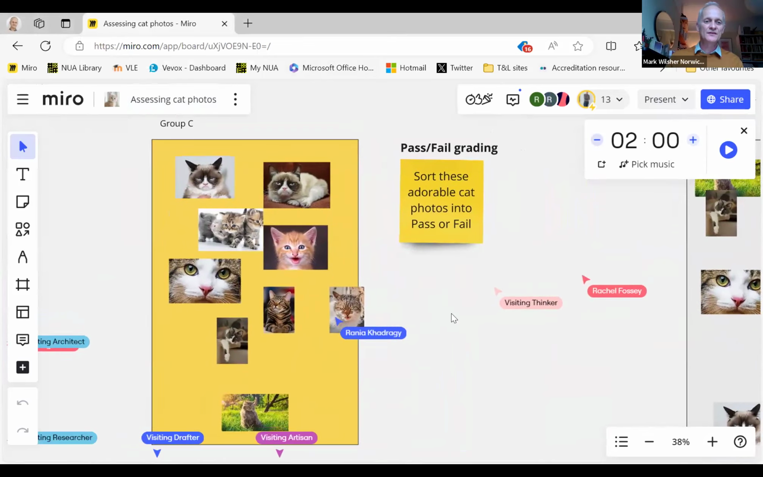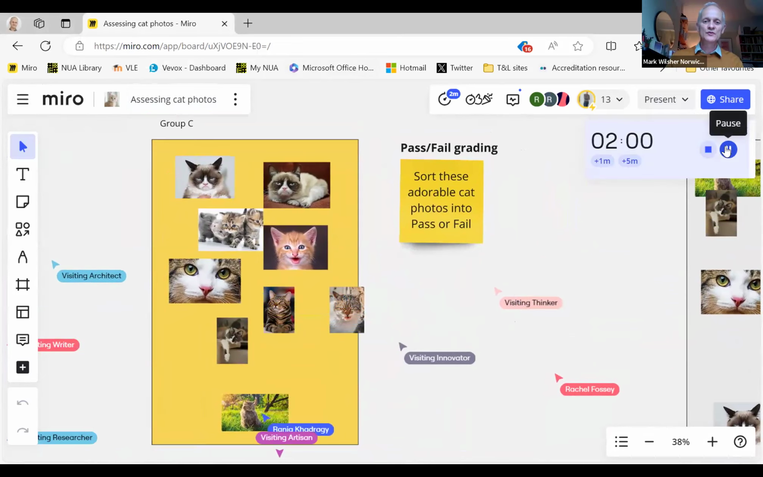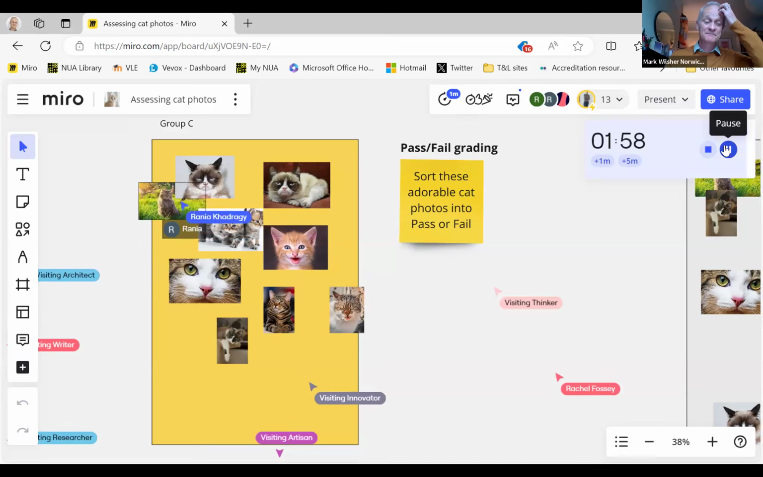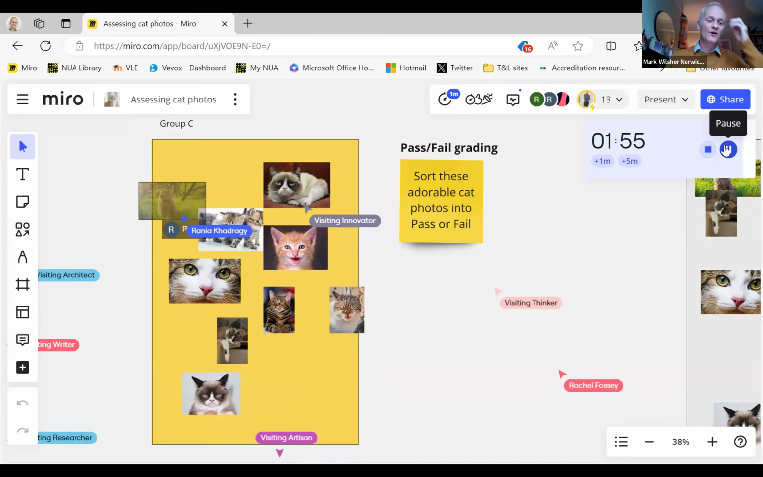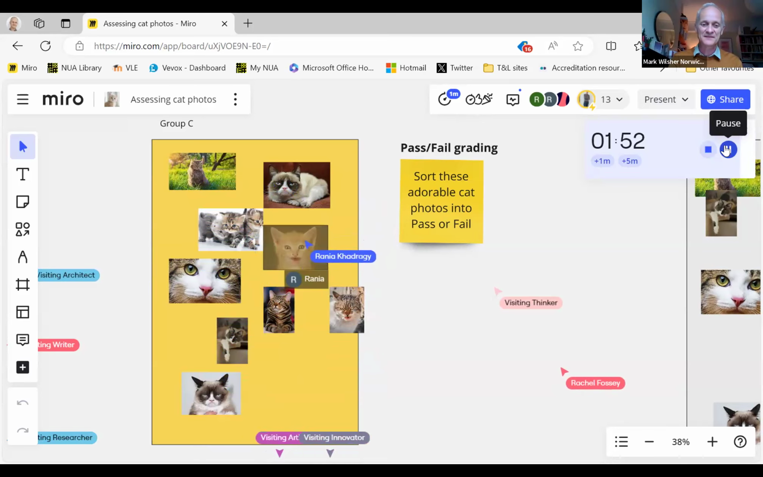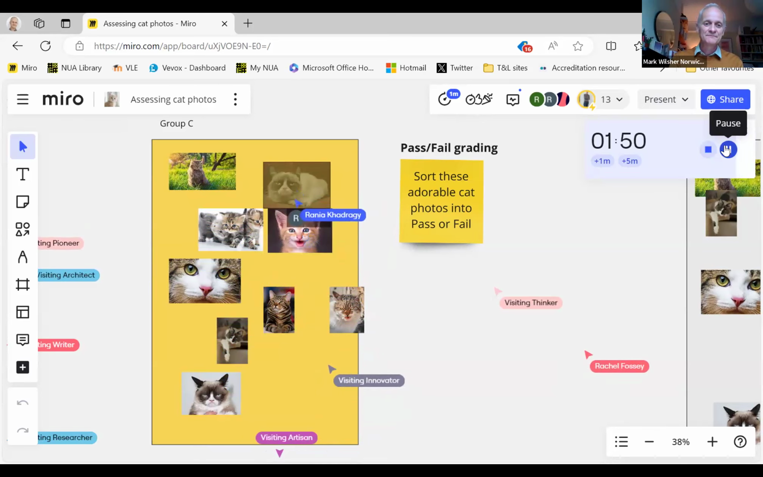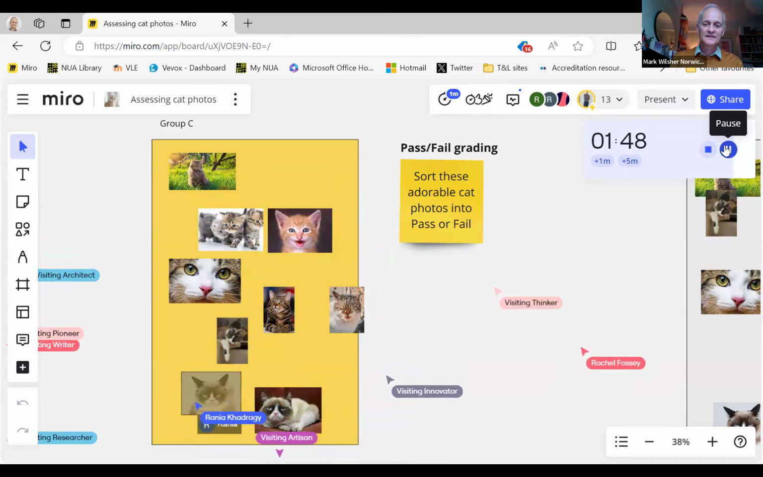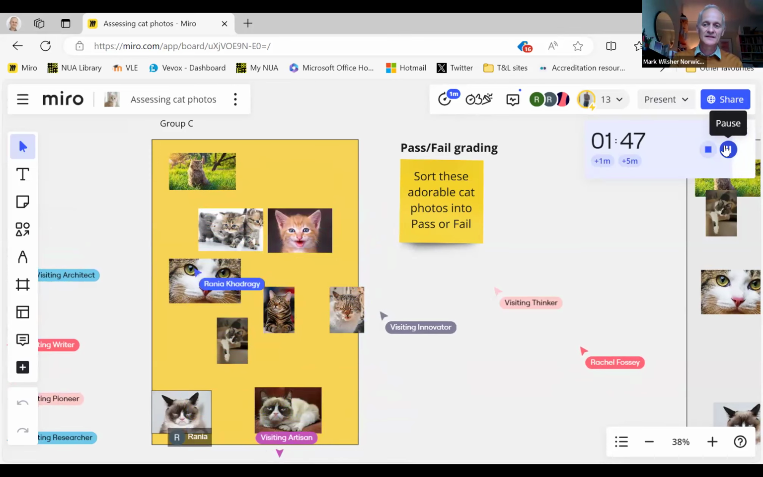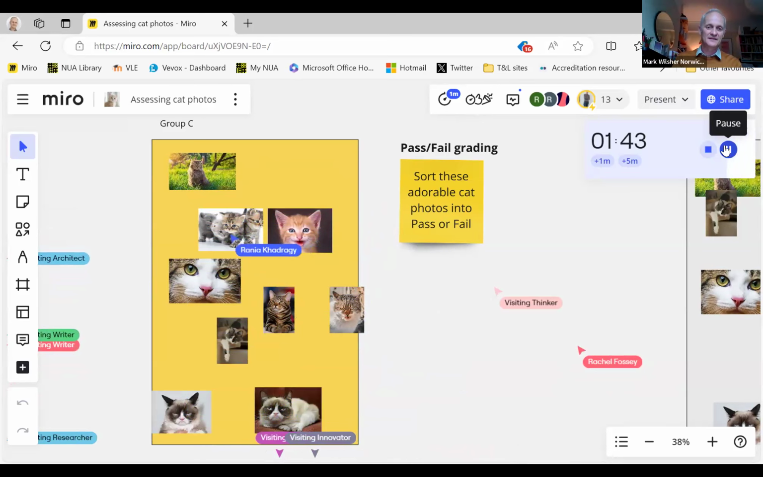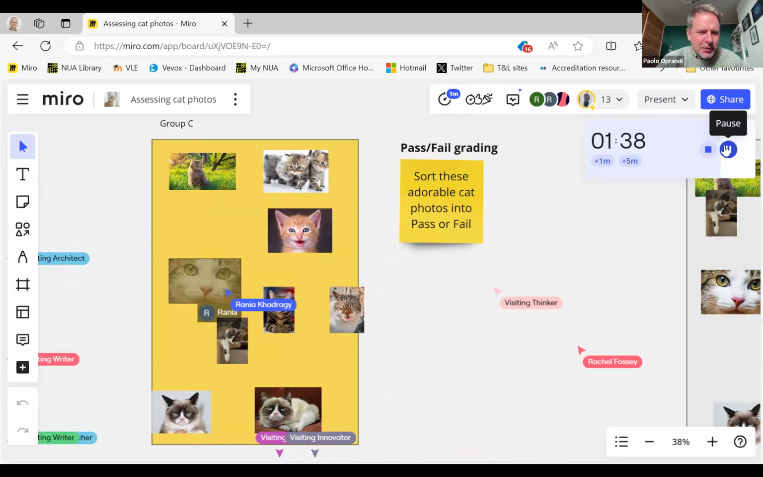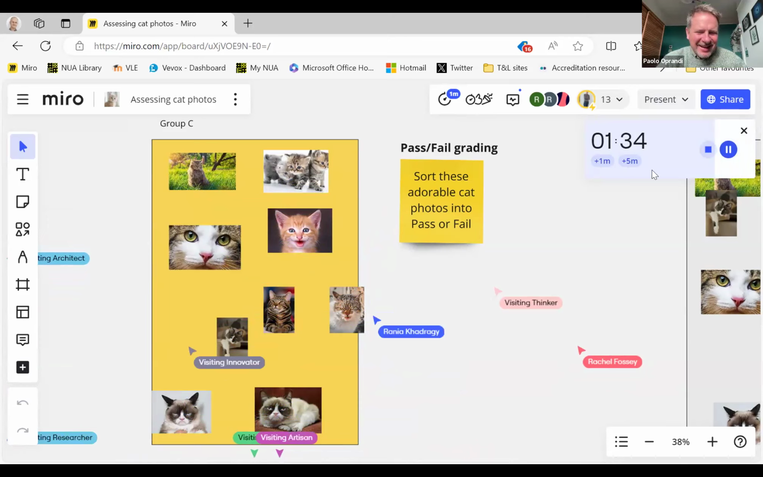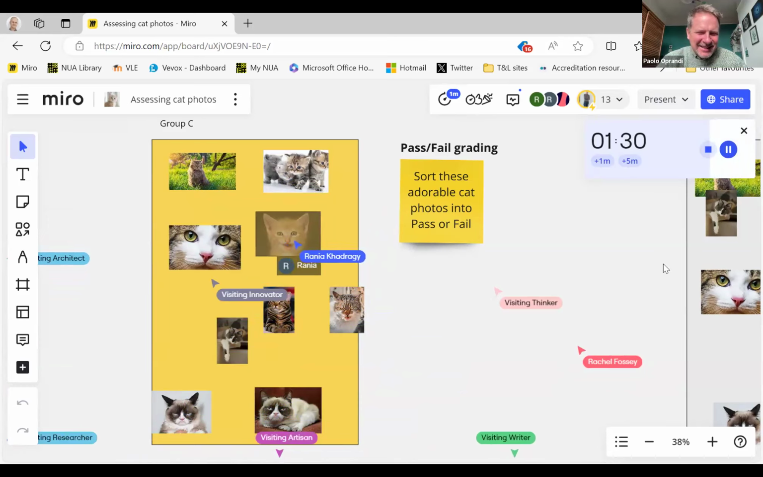So if you move to group C, this golden rectangle, sort these adorable cat photos into pass or fail. And I'll leave you to interpret. Oh, look at that. The grumpy one goes straight to the bottom. Rania, do we need any criteria? Happiness, cuteness, is it? Yeah.